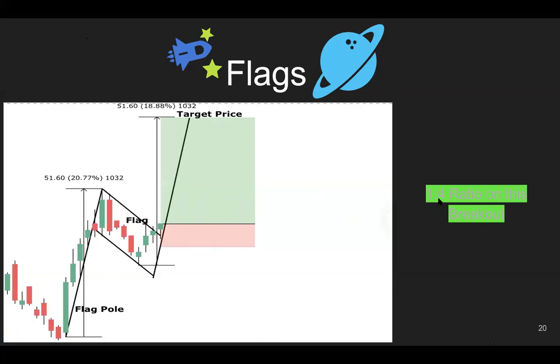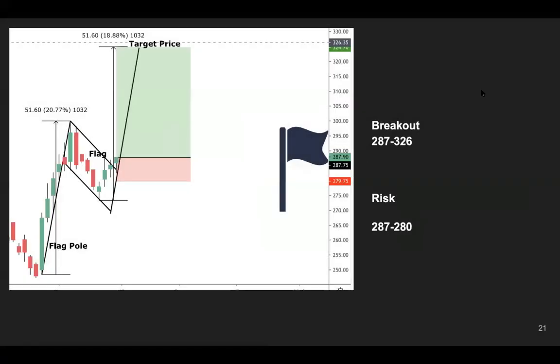What does the 1-to-4 or 1-to-5 ratio mean? You're risking 1 to make what? 4 to 5, right? So in this case, if you were to calculate risk based on movement, you're risking a $7 move to the downside to get what move to the upside? A $39 move.